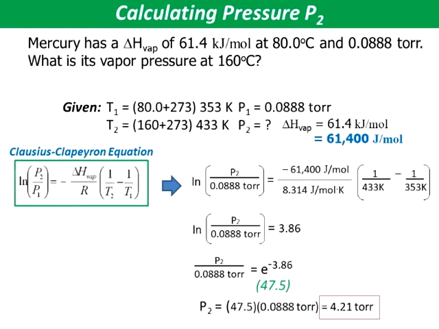when we move the natural log to the other side of the equation, it becomes e to the power of minus 3.86. When we punch that value through, we obtain 47.5. So P2 equals 47.5 times 0.0888 torr, and the torr units were the only units to survive the math. And so our final answer is 41.21 torr.